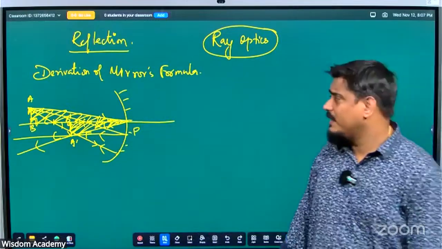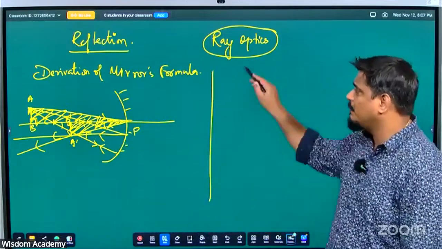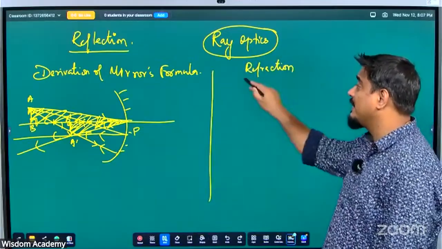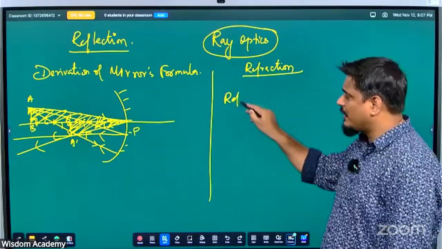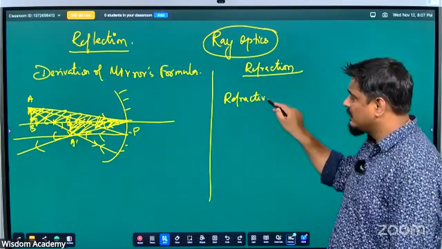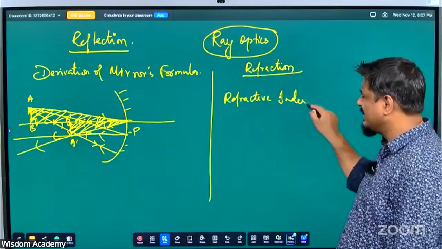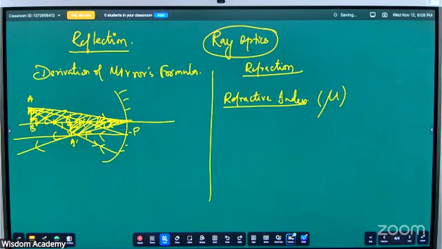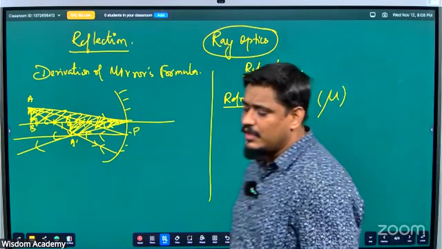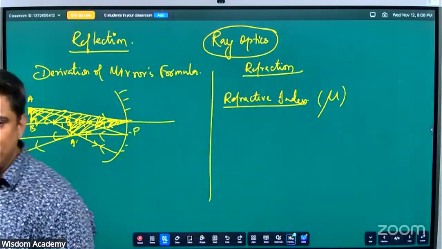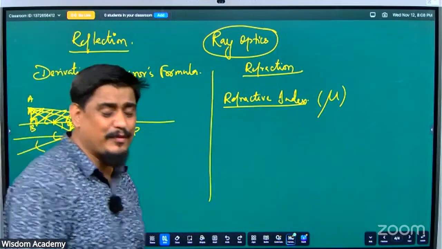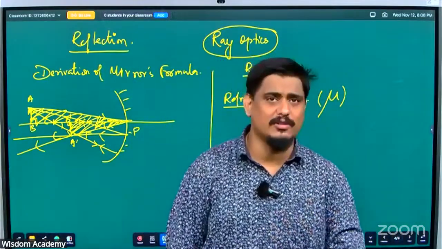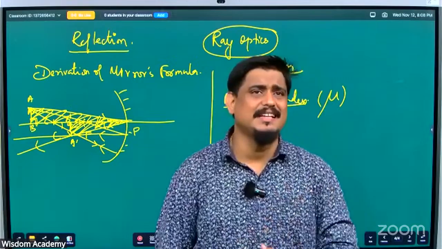Okay. Then comes refraction and the basics of refraction, where it starts with the understanding of refractive index. So what is the refractive index? The refractive index is the measure of optical density. That is, how much will light bend in a medium? That is governed by refractive index. The higher the value of refractive index, more bending it causes. Lesser the value of refractive index, less bending it causes.